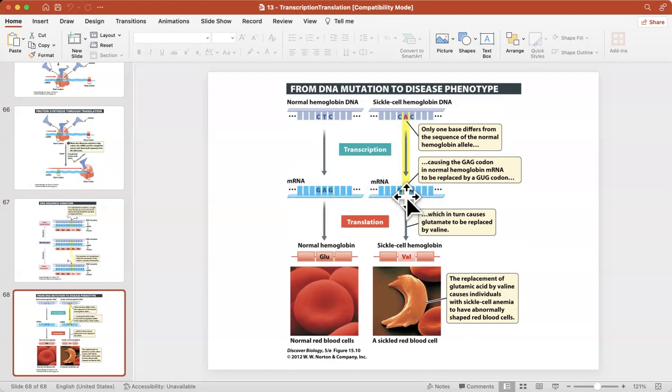And when this happens, the tRNA recognizes this codon. These are two different codons, so the tRNA that recognizes this one and the tRNA that recognizes that one are different tRNAs. They carry different amino acids. So now the amino acid sequence is different. This is called a point mutation. Only one base is replaced, and then only one amino acid in the sequence is wrong.